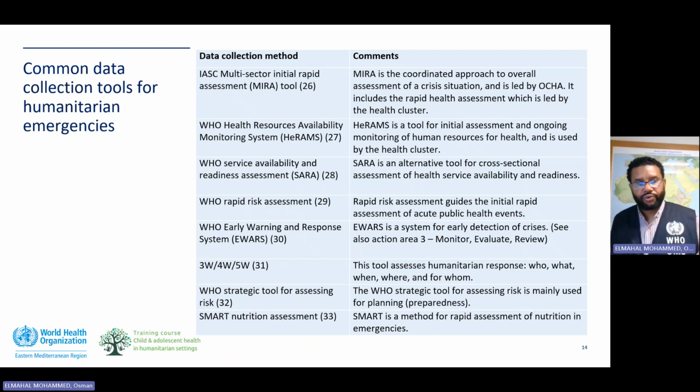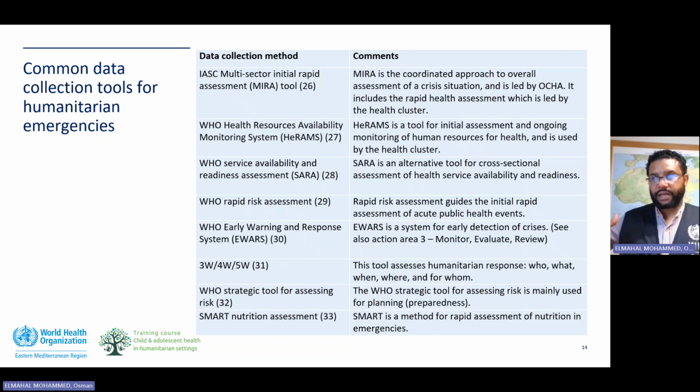There is also the 3Ws, 4Ws, or 5Ws kind of tool. Those tools try to help us identify who does what, where, and when. So it asks the W questions, because we need to coordinate and make sure to avoid duplication. So this kind of tool helps us identify who does what, where, and when, in order to have better coordination. There is also a tool which is called STAR, which is a strategic tool for assessing risk.